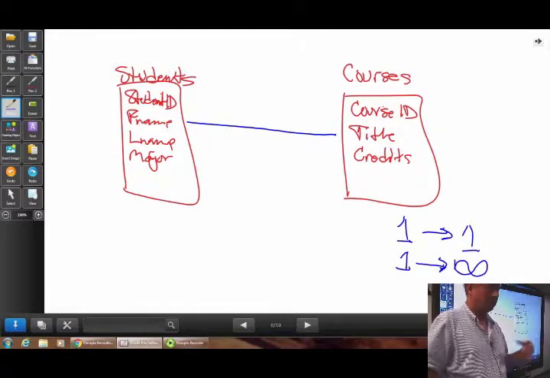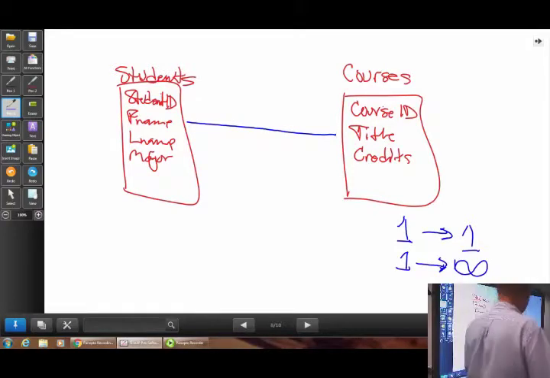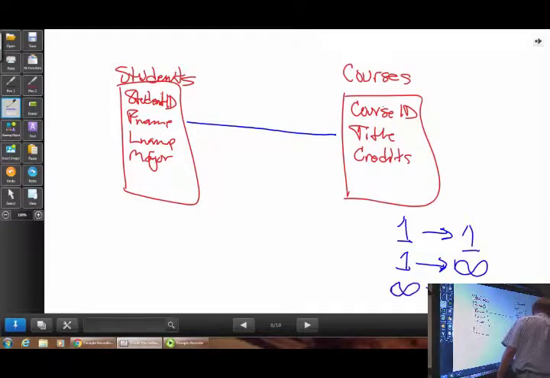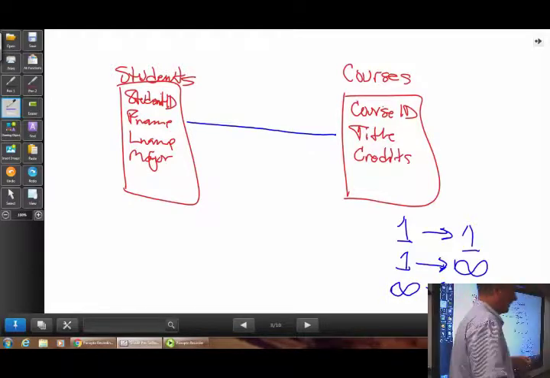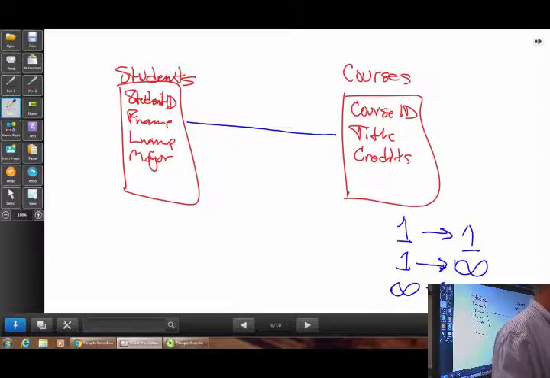Now, how many students are in this course? It's either one, many, or zero. Well, you know it's not zero. You know it's at least one, so it's many. It's more than one. So that gives us the third relationship here, many to many. And this is where it gets a little sticky. The relationship between students and courses is a many-to-many relationship. There are many students in this course. Each one of those students can take many courses themselves. So they have a many-to-many relationship.